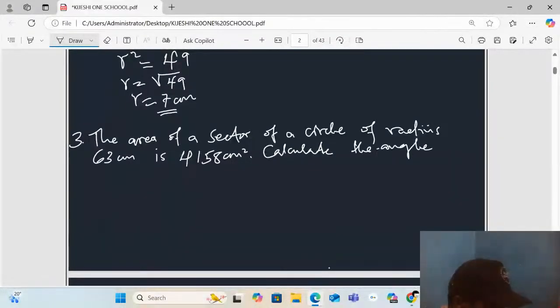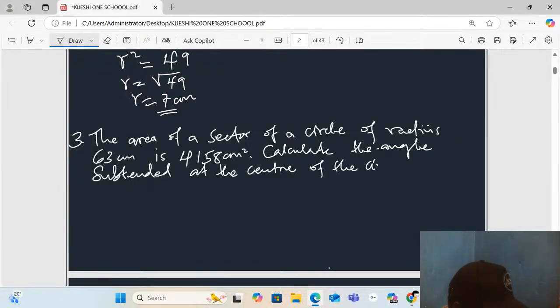at the center of the circle. Now take pi to be 22/7. Take pi to be 22/7. Let us look at the solution for this.